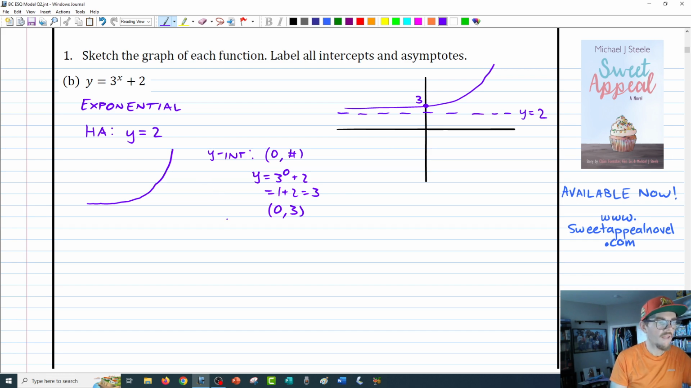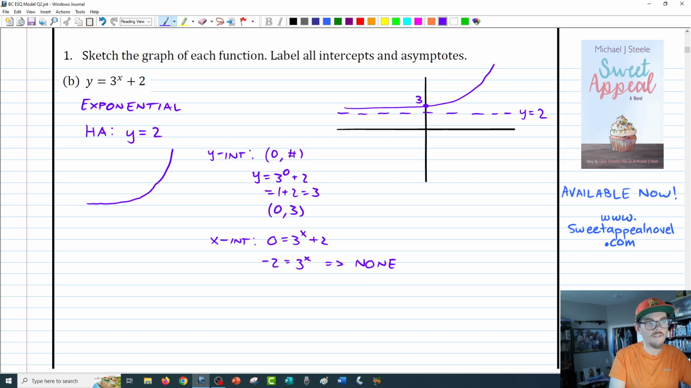Now, if you're wondering where the x-intercept would be, just to verify why this isn't going to happen, to get an x-intercept, you set y equal to 0. So it'd be asking when is 3 to the x plus 2 equal to 0. It's like asking when is a power of 3 equal to negative 2. And that's not a thing. There are none. We'll just put none. So x is the empty set.